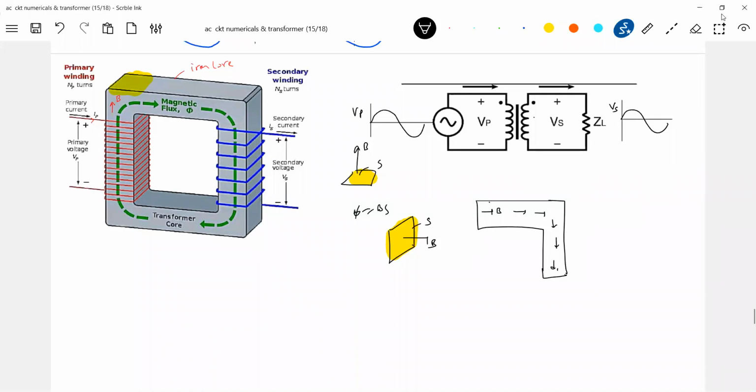So let's just get into the mathematics. EMF induced in the primary coil, EP, I'll write it. This should be equal to the number of turns N1 into d phi by dt. EMF induced in the secondary is the number of turns into d phi by dt. Now the flux linking the turns is made constant.